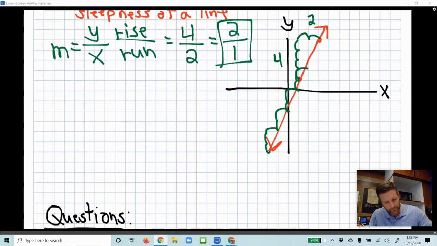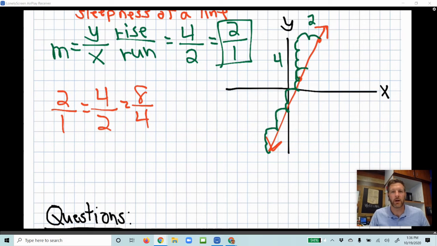And I can write this just like equivalent fractions. 2 over 1 is the same slope. If I double those, that's the same slope as 4 over 2. And if I were to double that again, it'd be the same slope as 8 over 4. On and on and on. If you had a line there, you could count the slope either way. You could go up 2 over 1, or up 4 over 2, or up 8 over 4. It would all be the exact same slope.